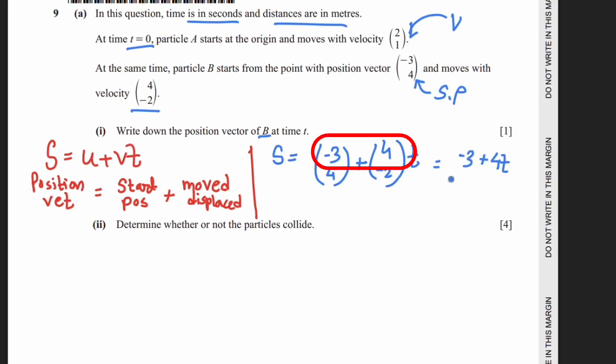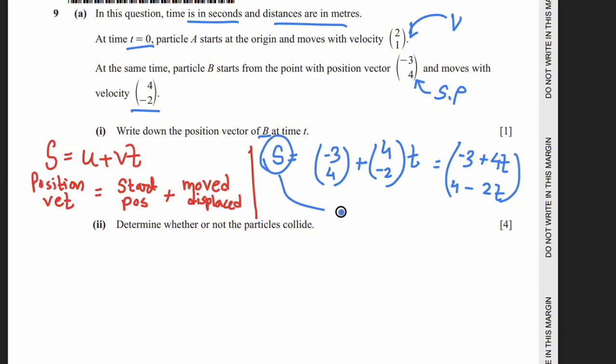We add the top row and we add the bottom row. So this is our final answer. This is the position vector of B at time t.